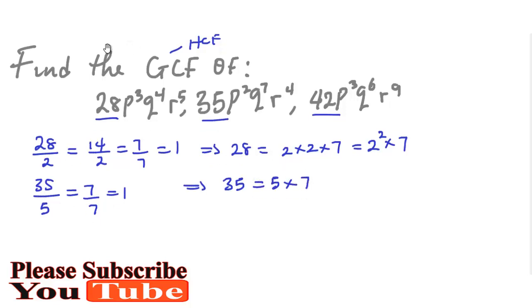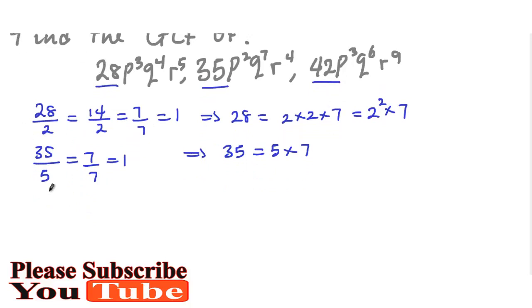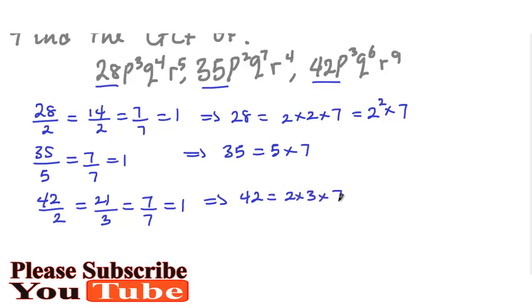Then lastly, we have what? 42. So 42 divided by 2, that will give us 21. 21 can't be divided by 2. We move on to 3. 21 divided by 3 will give us 7. 7 divided by 7, that is 1. So the prime factorization of 42 will be what? 2 times 3 times 7.